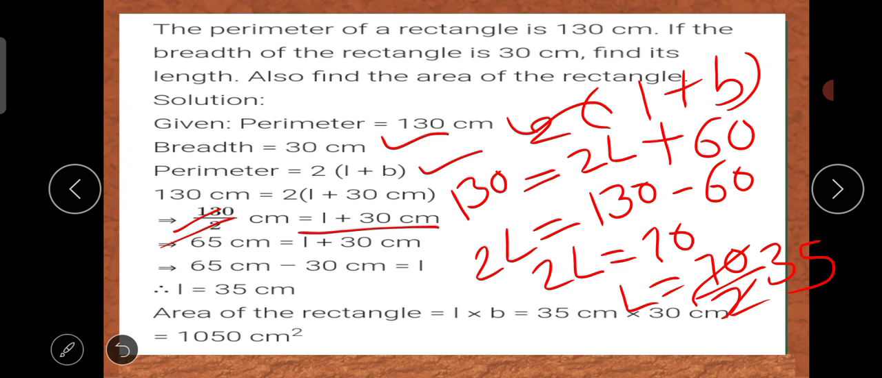Any method you can use there. So here we find L equals 35 centimeter. So for the area of the rectangle, again we will use L into B. Now here we know that L is 35 and B is 30 centimeter. So multiply, we will get what answer? That is 1050 centimeter square.